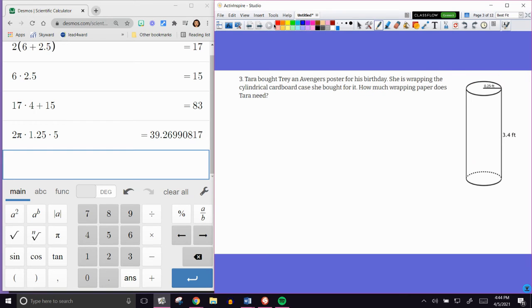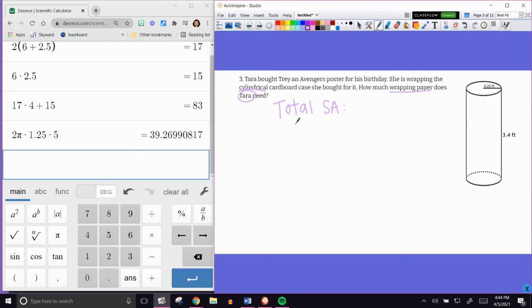Okay. So for number 3, Tara bought Trey an Avengers poster for his birthday. She is wrapping the cylindrical cardboard case she bought for it. How much wrapping paper does Tara need? Now, nowhere in here does it say lateral or total, but when you think about wrapping a present, you want the entire present covered in wrapping paper. Okay? So I have a cylinder and I want total.